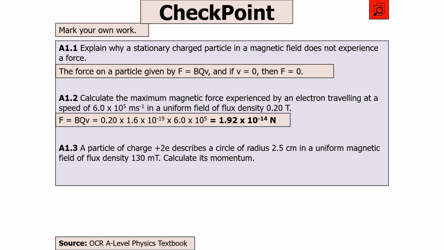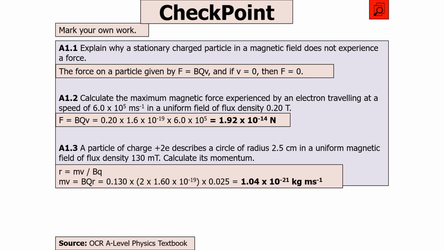Now, because it's going in circular motion, we can say, remember, R equals mv over bq, because the centripetal force is the magnetic force. Pop it out. Now we know mv is momentum, because momentum equals mass times velocity, so therefore it equals BQR. Pop in all the values. Remember, centimeters turn into meters, milliteslas turn into teslas by times 10 to the minus 3, and remember it's a charge of 2e, so it's 2 times 1.6 times 10 to the minus 19. So we get 1.04 times 10 to the minus 21 kilogram meters per second.